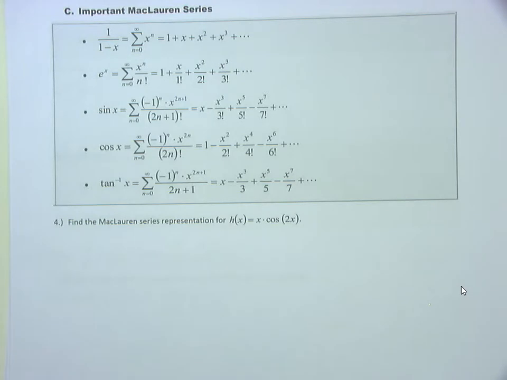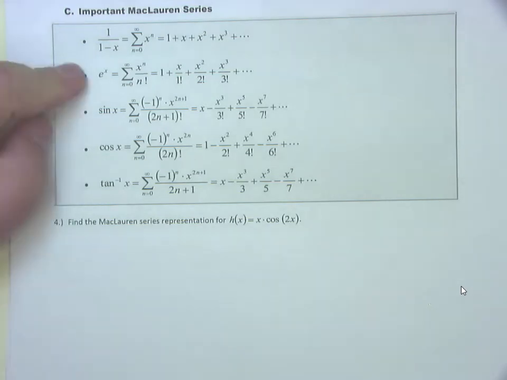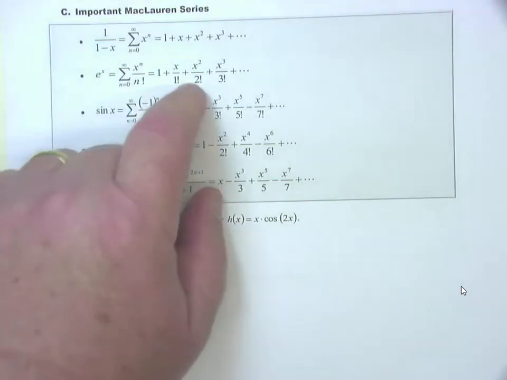Yes, memorize them. However, key to math, key to life, catch a pattern. Catch a pattern on these things. Number 1, e to the x should not be that difficult. It's x to whatever power over n factorial. Okay, so it's 1 plus x over 1 factorial plus x squared over 2 factorial plus x cubed over 3 factorial, dot, dot, dot.